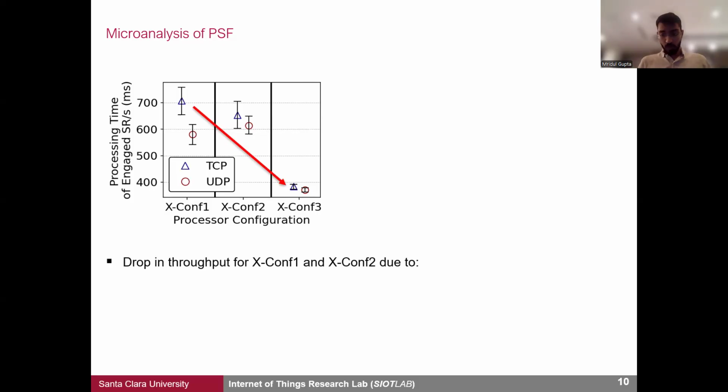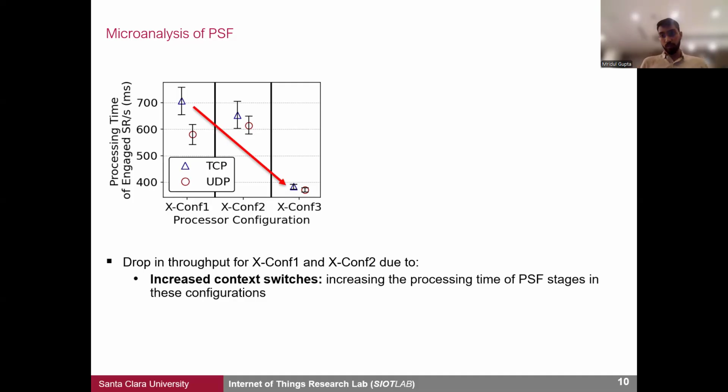Why does this happen? The reason being increased context switches. Because in a single core configuration, threads and the interrupt coalescence are always competing for processor resources. Whereas in XConf3, there are dedicated cores for each thread and for each core's interrupt coalescence. Hence, there's no competition among the different components.